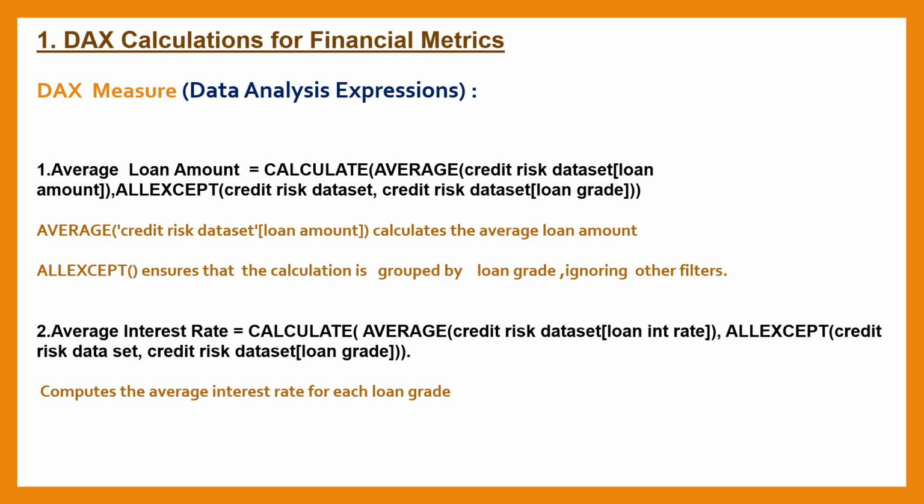So for DAX, I have used DAX measures. DAX is data analysis expression. The first DAX measure is average loan amount. In this, I calculate the average loan amount and group by loan grade. The second DAX measure is average interest rate. In this, I calculate the loan interest rate and group by loan grade.